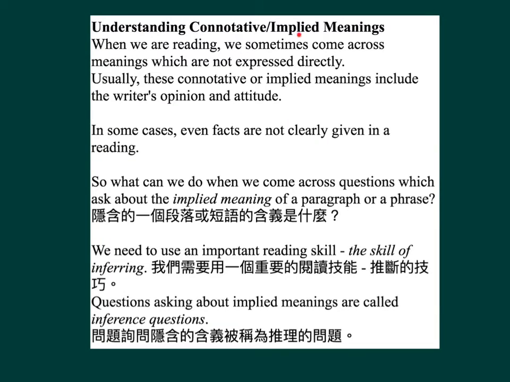Understanding connotative implied meanings. When we are reading, we sometimes come across meanings which are not expressed directly. Usually, these connotative or implied meanings include the writer's opinion and attitude. In some cases, even facts are not clearly given in a reading. So what can we do when we come across questions which ask about the implied meanings of a paragraph or a phrase? 隱含的一個段落或短語的含義是什麼？We need to use an important reading skill, the skill of inferring.